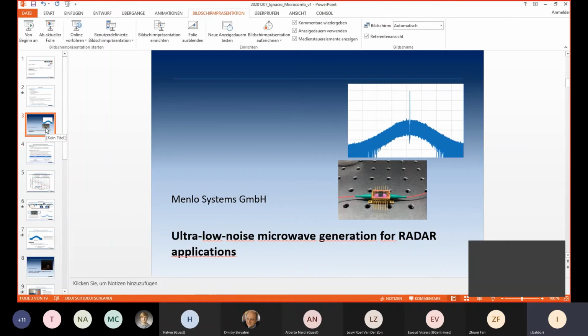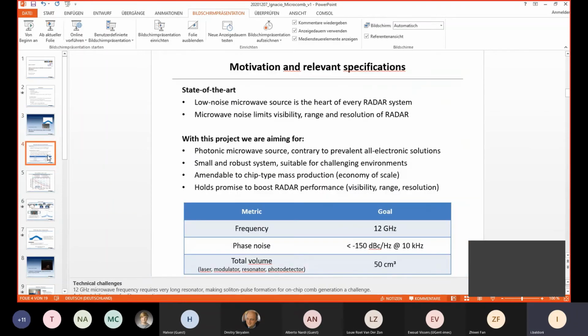So the first project is this ultra-low noise microwave generation for radar, in which the motivation of all this project is that in the heart of every radar system, we want a low noise microwave source. The reason why we want low noise is because obviously noise will limit the visibility, the range, and also the resolution of the radar. So what we are trying to accomplish in this project is to build a photonic microwave source, which is not usual, given that everything is always an all-electronic solution.